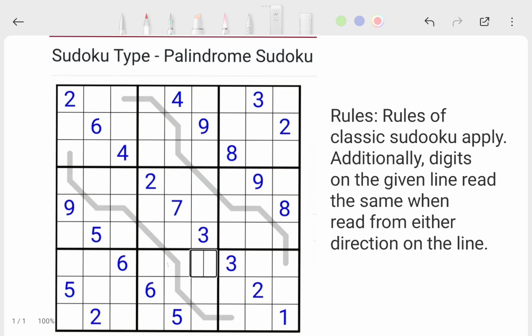Hi, this is Palindrome Sudoku taken from Sudoku Mania. This is handcrafted Sudoku, and the rules are: classic Sudoku rules apply, and additionally the digits in the given line read the same when read from either direction on the line. So let's try to start this. Let's try to solve this.